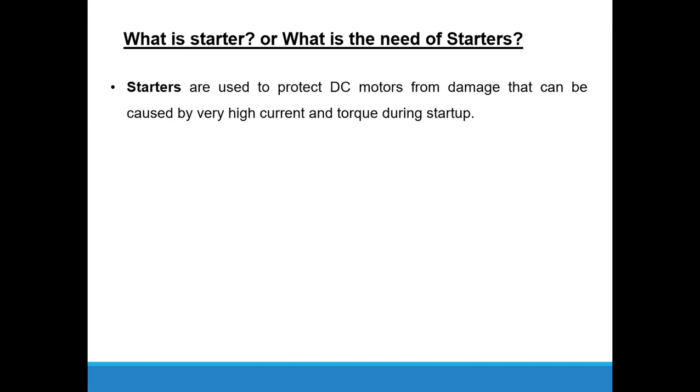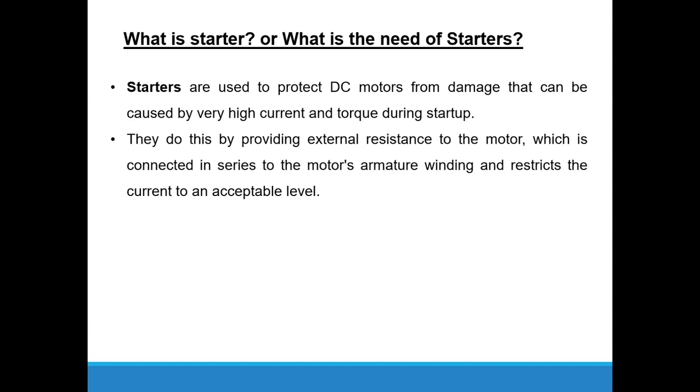Starters are used to protect DC motors from damage that can be caused by very high current and torque during startup. They do this by providing external resistance to the motor, which is connected in series to the motor's armature winding and restricts the current to an acceptable level. Dear students, starters are used to limit the starting current, and it can be achieved by connecting external resistances in series with the armature coil. This is what is explained in this slide.